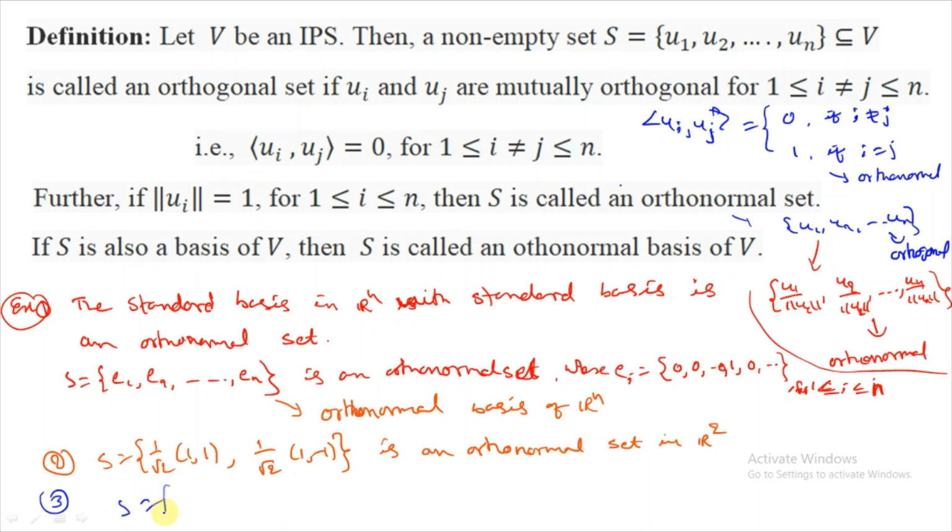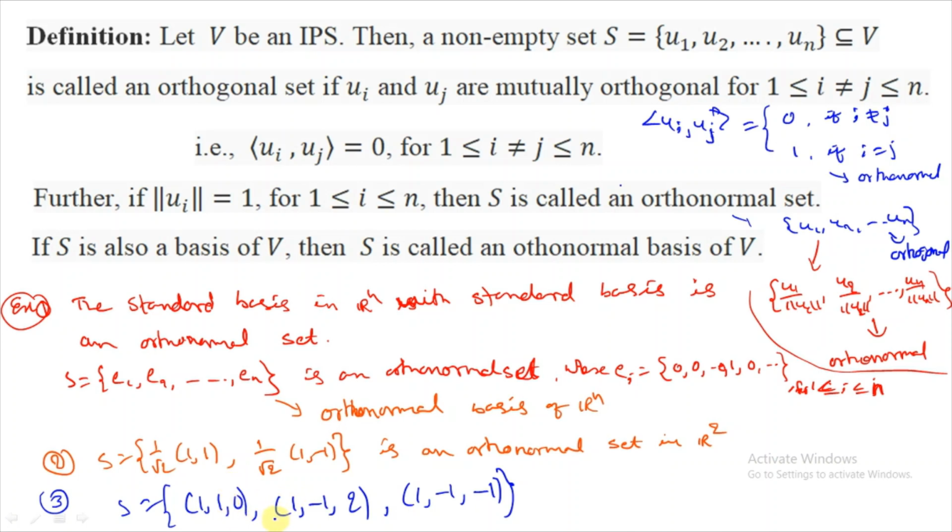Suppose we take (1, 1, 0), (1, -1, 2), and (1, -1, -1). Now you can check the dot product of these vectors. For the first two, 1 minus 1 is 0. For the other pair, 1 plus 1 minus 2 is 0. And this also is 0. They are mutually orthogonal. That means this is an orthogonal set.